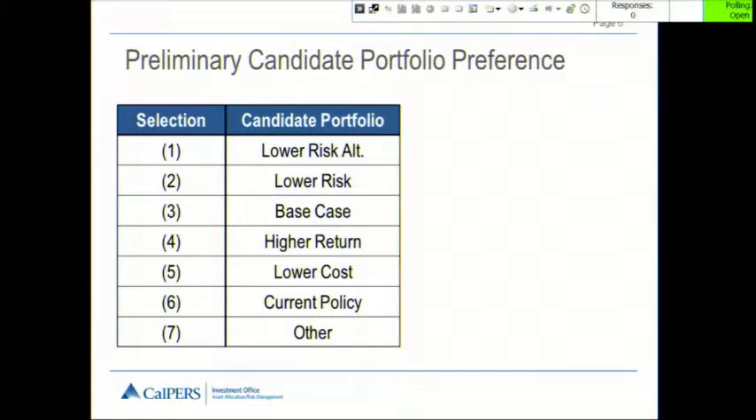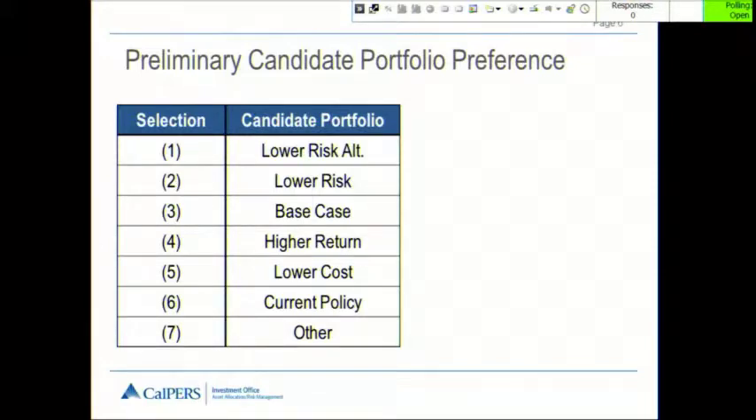Basically, what we would like you to do is identify, given the brackets, and I think everyone has received a handout at this point, so you have this material printed in front of you, which of the candidate portfolios we have listed. You can see that these are identified by their title. So we have the lower risk alternative, we have the lower risk base case, and so on. We also have the current policy portfolio, and then we have a choice on other.